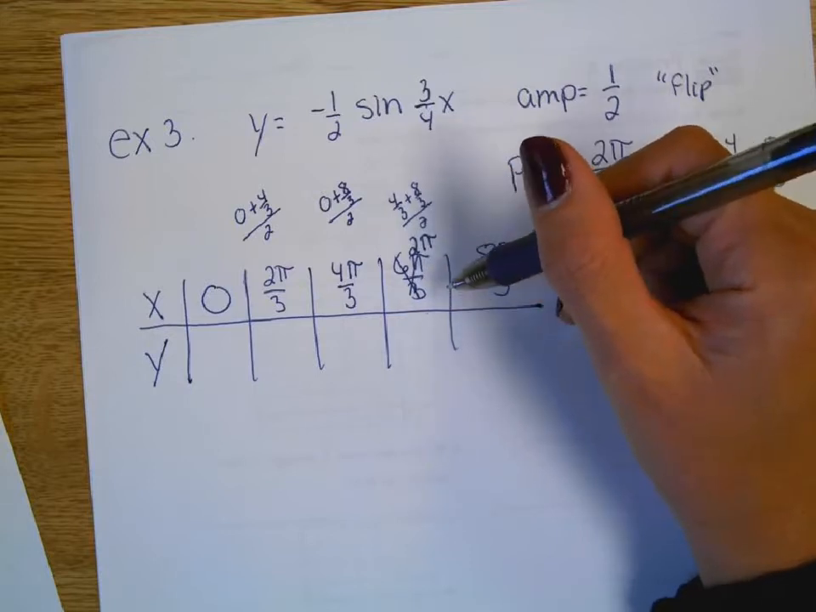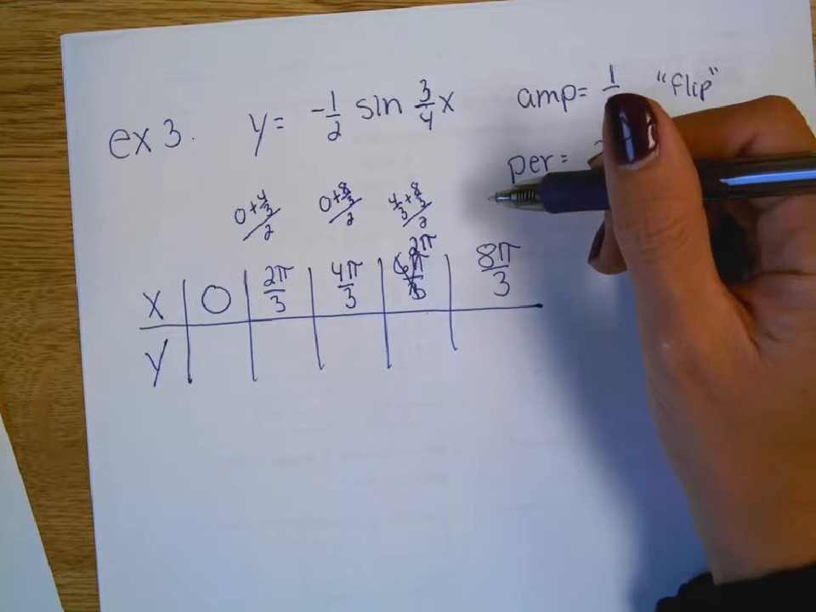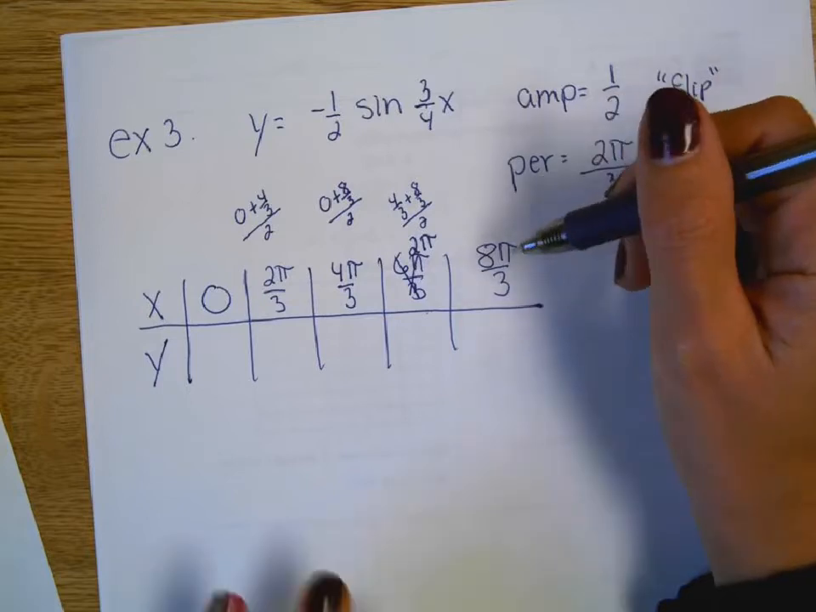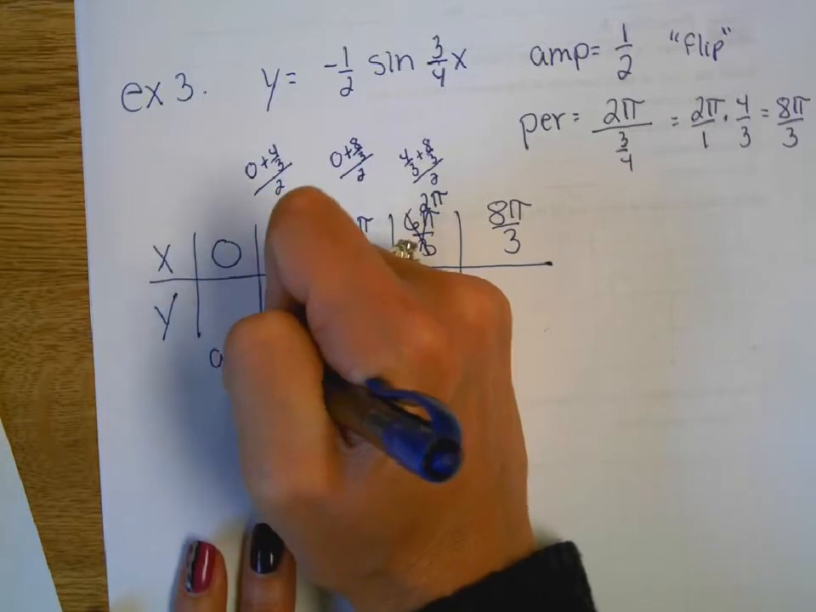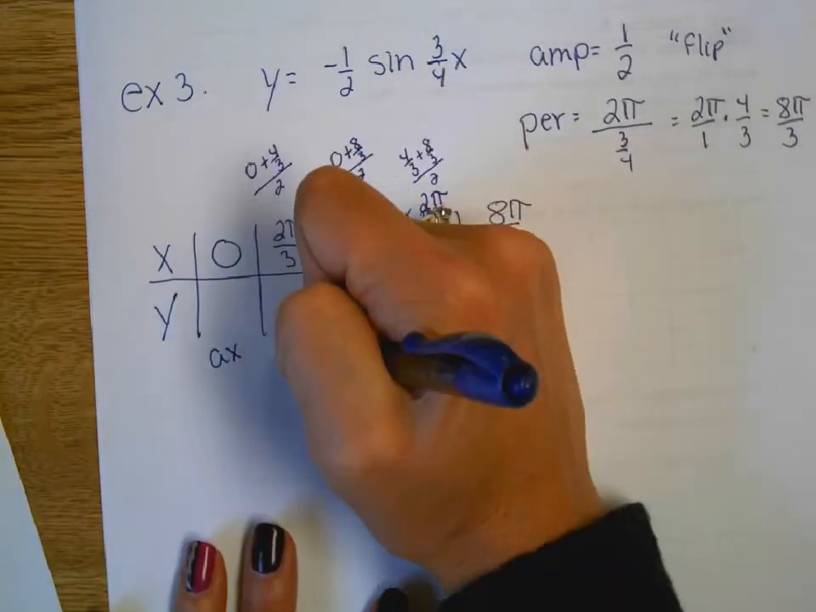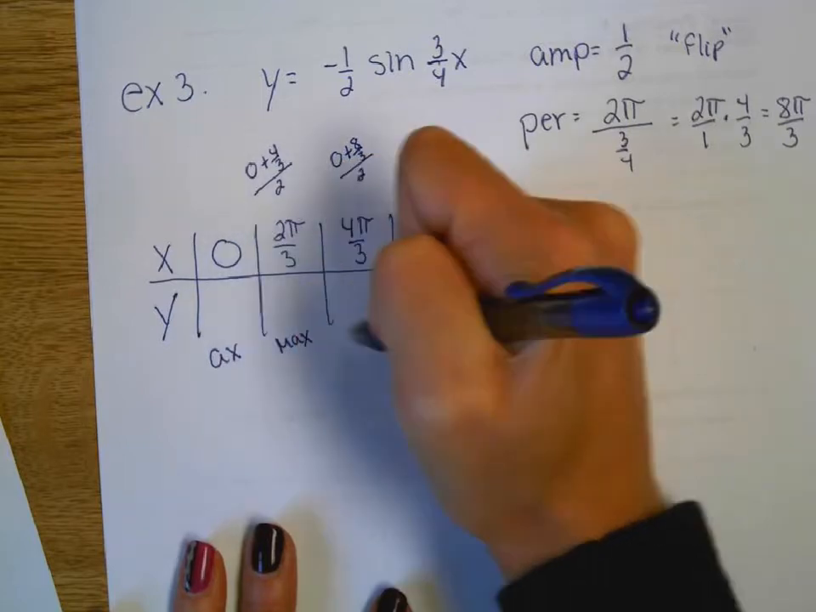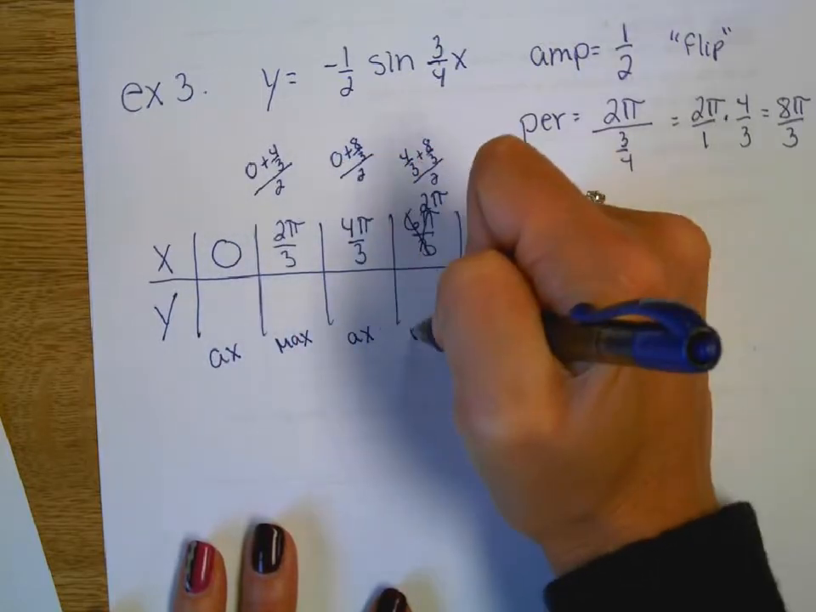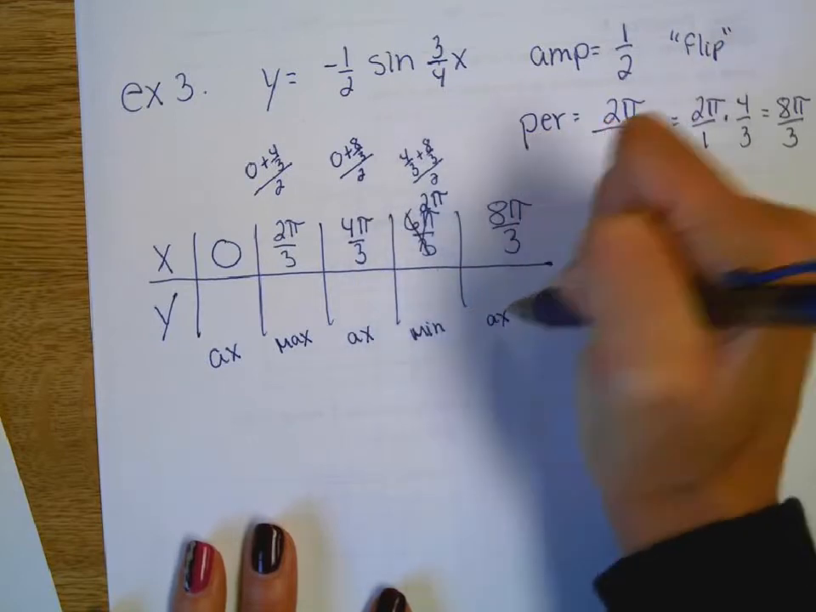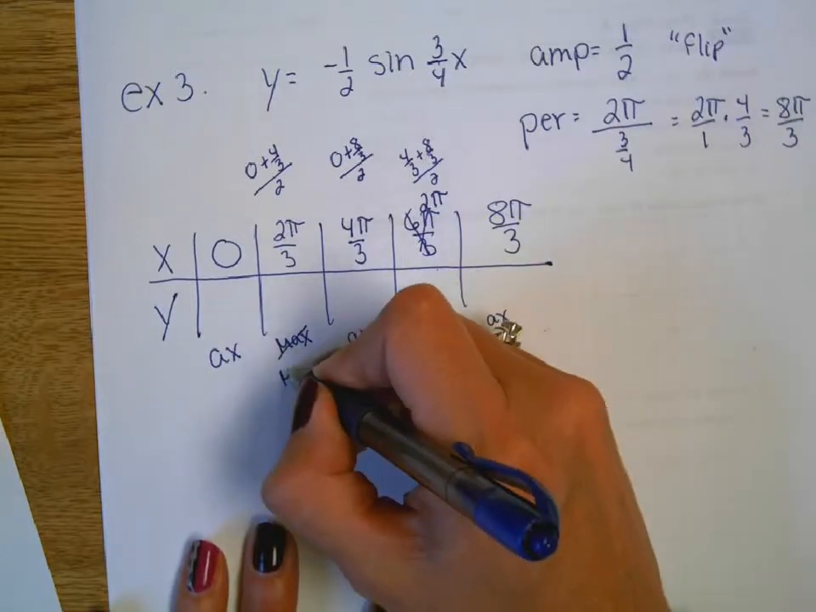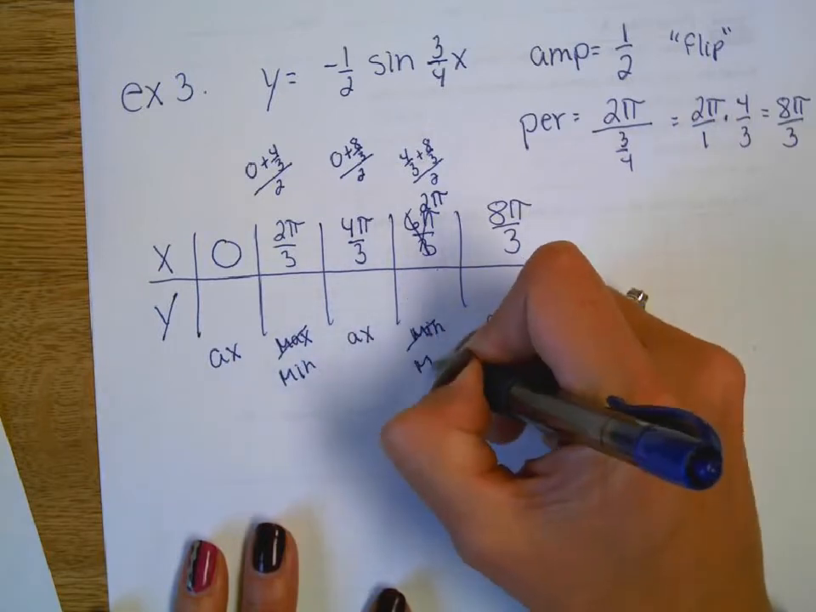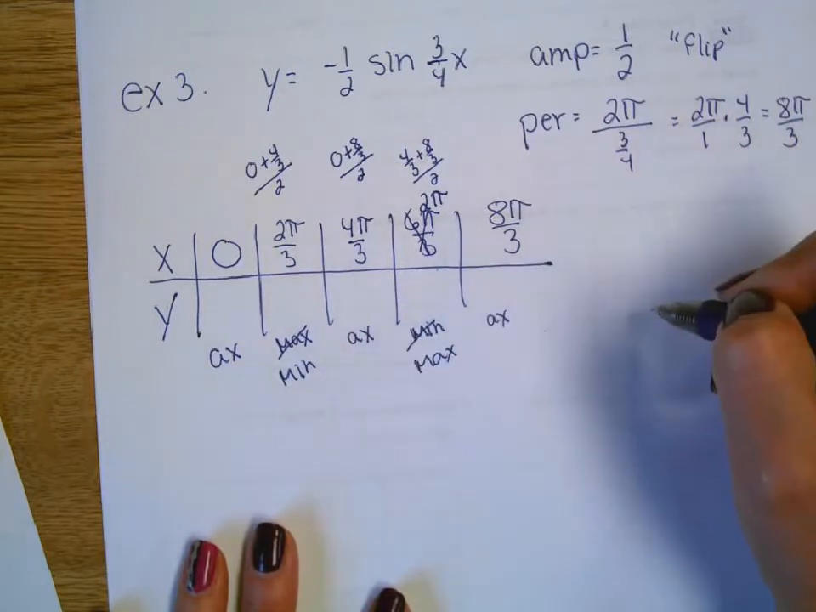So now for the y's, can we multiply our standard operating procedure by 2? No. Okay, let's do sine's pattern first. We've got x, normal sine, x, max, x, min, x. Because it's not normal, because it's flipped, what do I do? Flip these over. Max, min. Axis stays an axis.